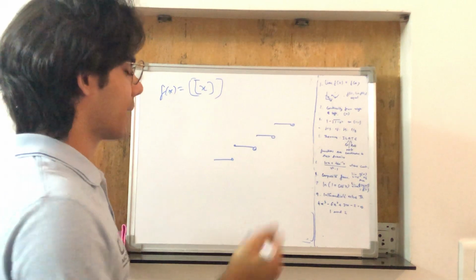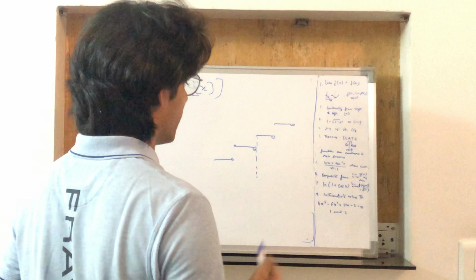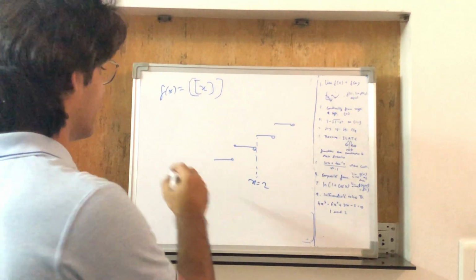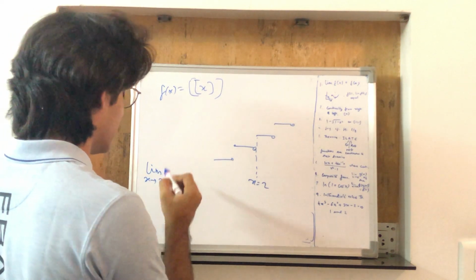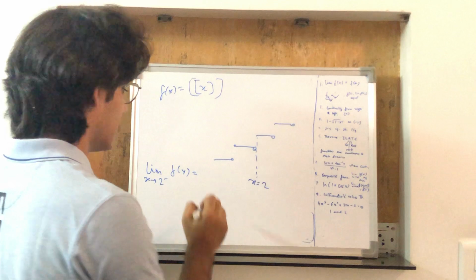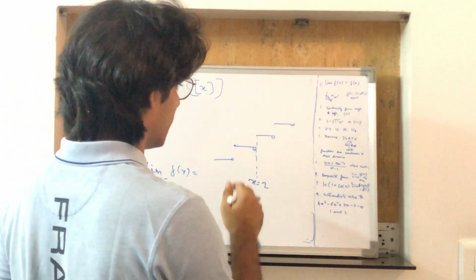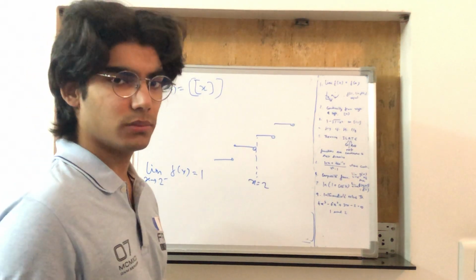So if you pick any random point, right? Let's just pick this point. Let's say this is x is equal to 2, right? So for this function, we see that the left-hand limit, what's that going to be? Limit x tending to 2 minus of f of x. This value right here is what? This value is going to be 1, right?